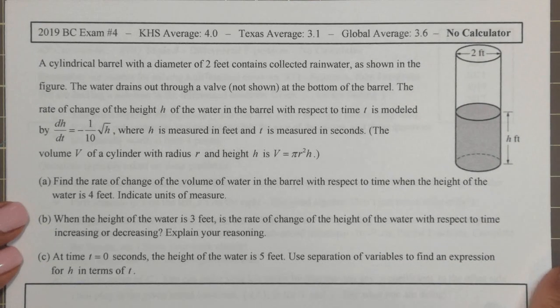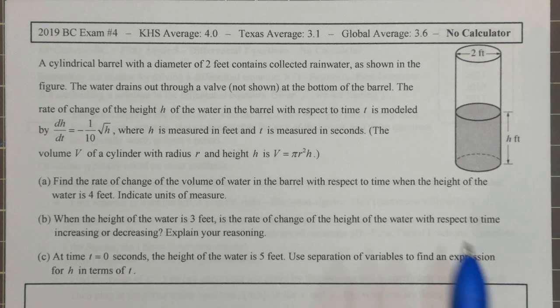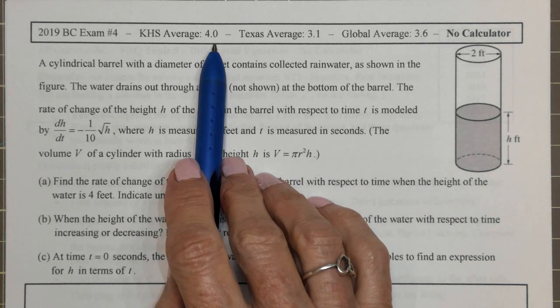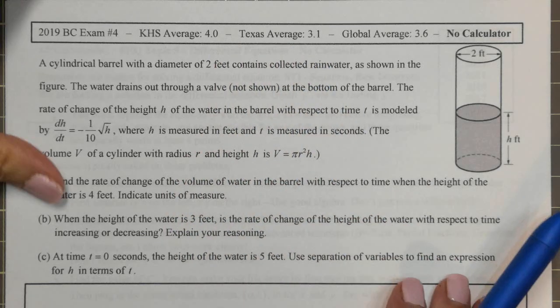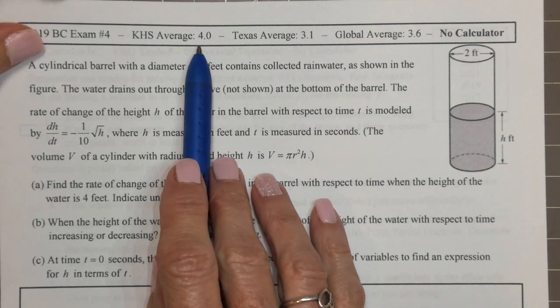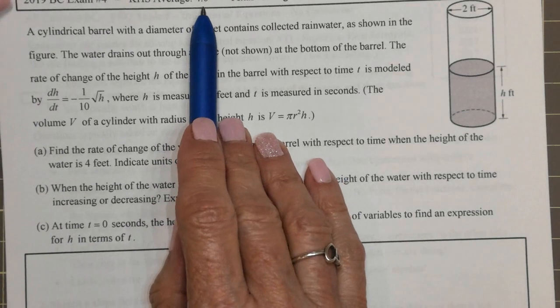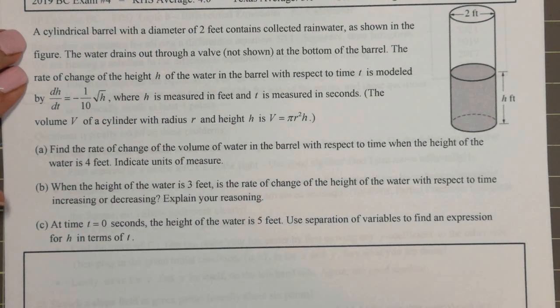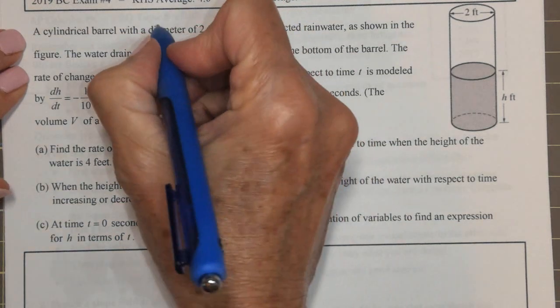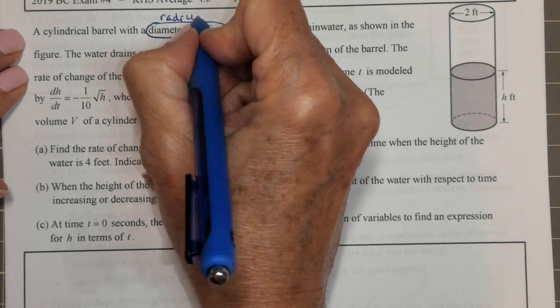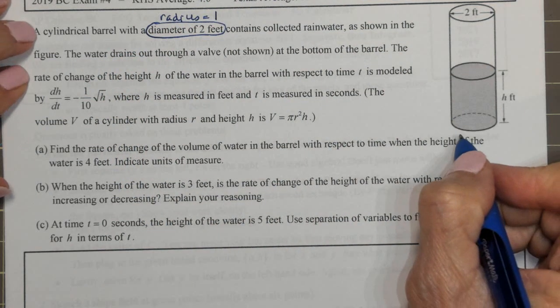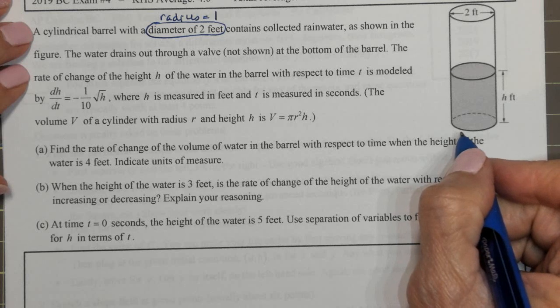Next one we're going to do together is the problem from 2019. Okay. KHS's average was a 4.0. So not terrible, but not fantastic. A cylindrical barrel with a diameter of 2 feet. If the diameter is 2 feet, what's the radius? 1 foot. Okay. Contains collected rainwater.